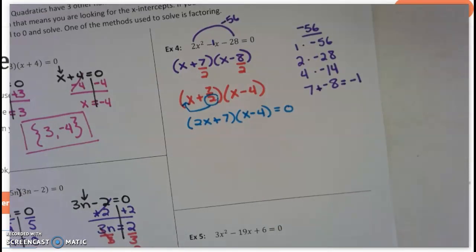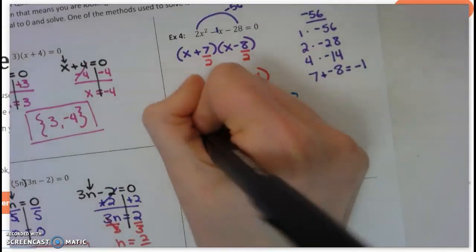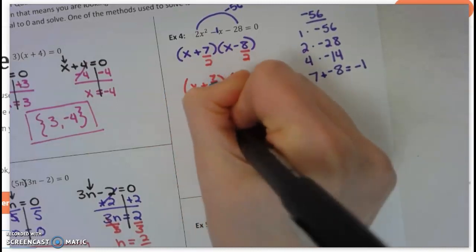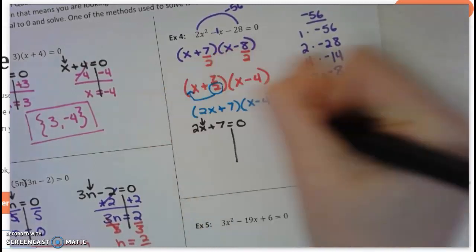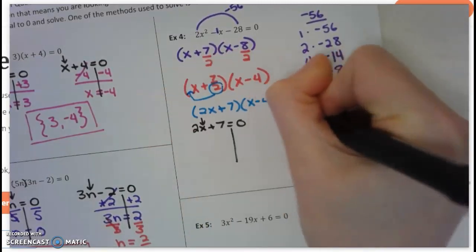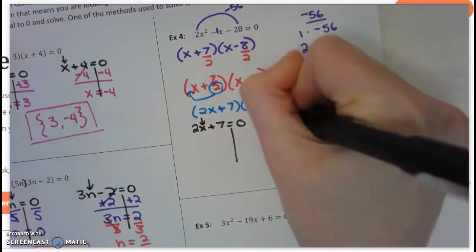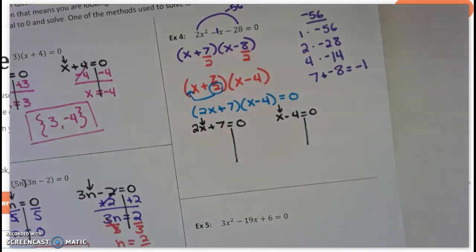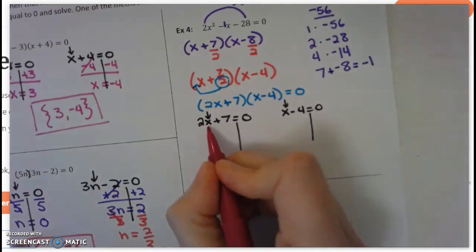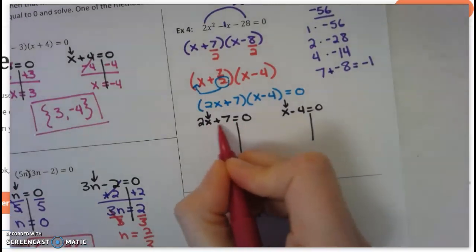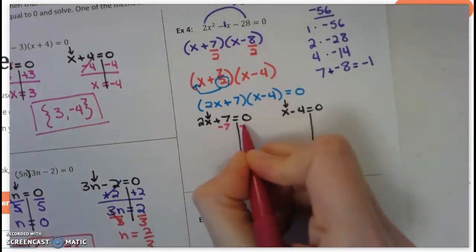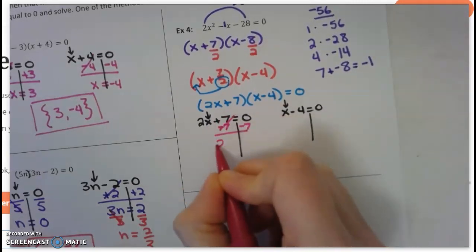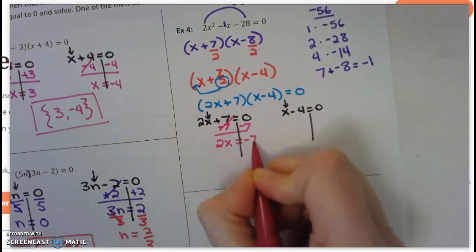Okay, so now that you've got it factored, we put 2x plus 7 equals 0, and x minus 4 equals 0. So first step on this one, I've got to move the friend, so that means I'm moving the number that's not attached to my letter. I subtract 7 from each side. 2x now equals negative 7.